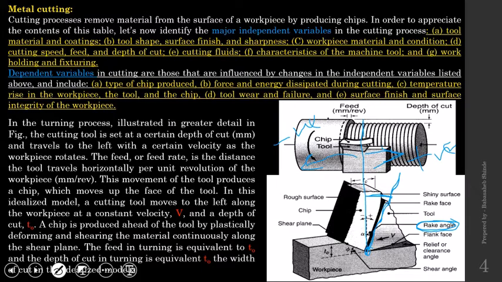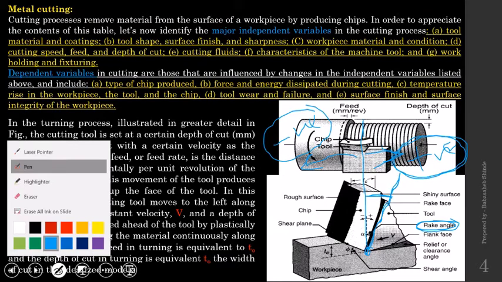In a single point cutting tool, that rake angle is going to have a positive value, whereas in grinding it is going to have a negative value. So that angle is the rake angle.